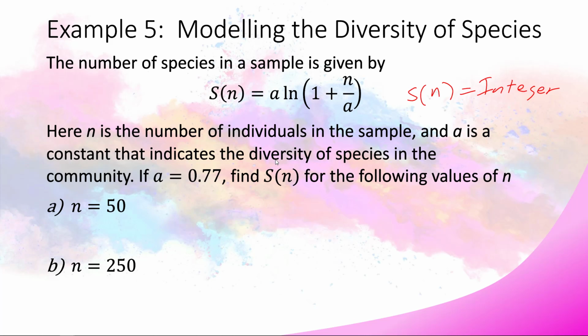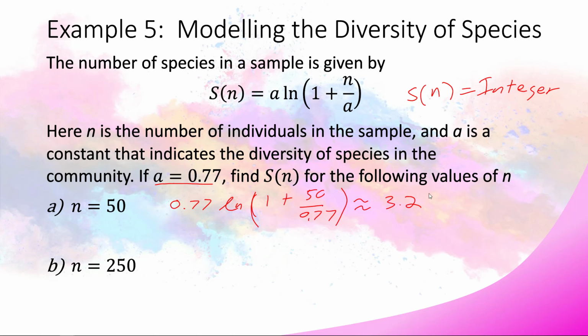Okay? And so basically what we need to do is just evaluate this formula for the case where a is equal to 0.77 and n is equal to 50. And that will be 0.77 times the natural log of 1 plus 50 divided by 0.77. And if you evaluate that with your calculator, you should get an approximate answer of 3.2.